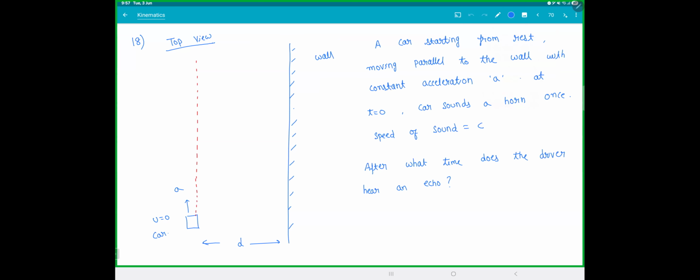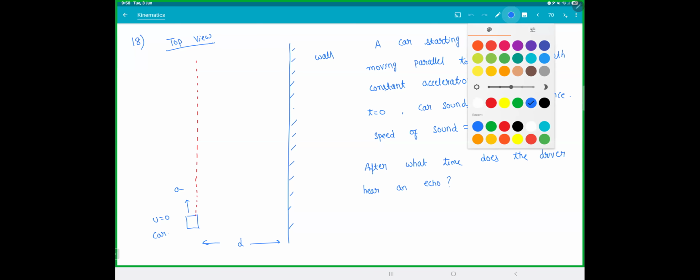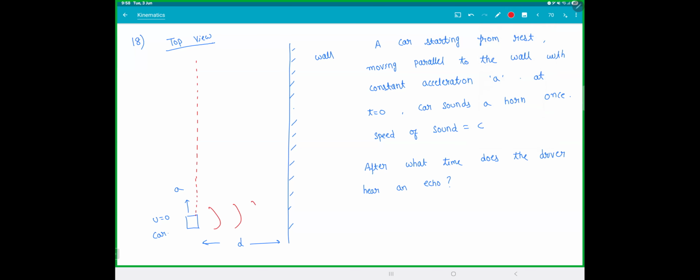This is the top view. There is a wall parallel to this. The distance between the vehicle and the wall is D, and the vehicle is going in a straight line parallel to the wall. Let me tell you one thing. When you sounded the horn, the sound which goes here, do you think he will hear this sound? By the time, the vehicle has already gone ahead, isn't it?